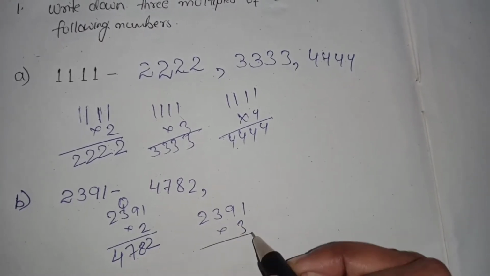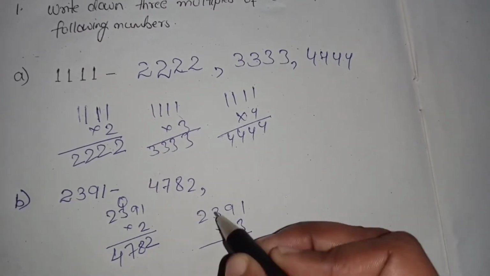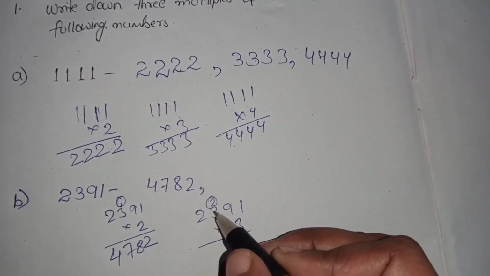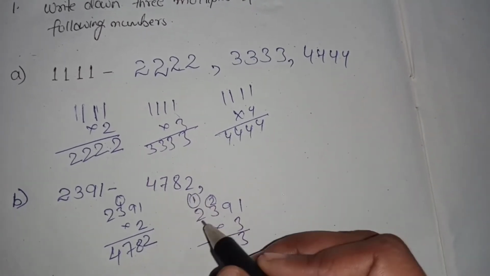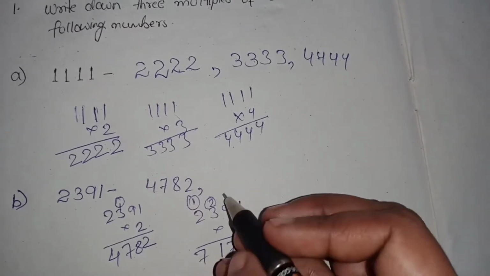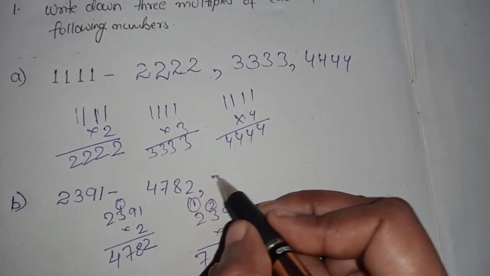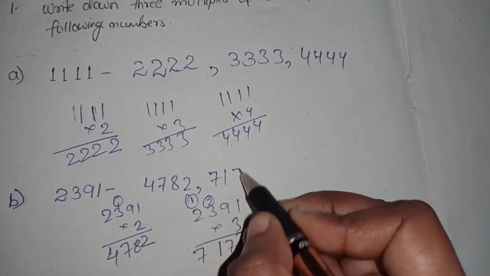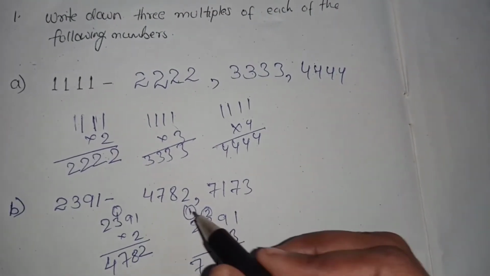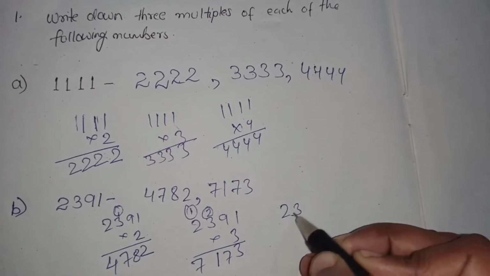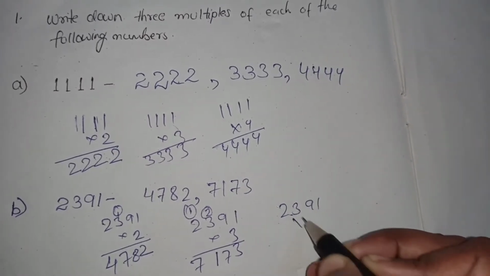2391 by 3. 3 1s are 3, 3 9s are 27, 2 carry. 3 3s are 9, 10, 11, 1 here, 1 carry. 3 2s are 6 plus 1 is what? 7. So what is the next multiple? 7173. Now one more we have to write. We have to write 3 multiples. So we have got 2. One more, 2391 into 4.